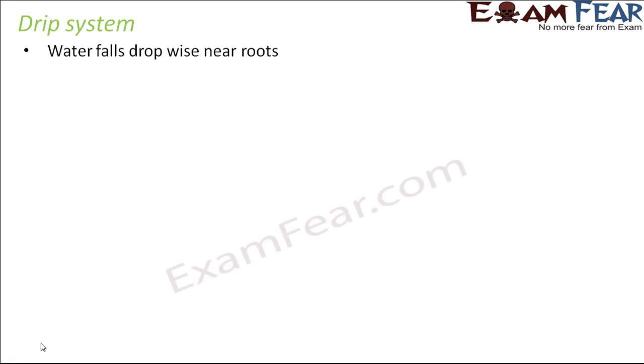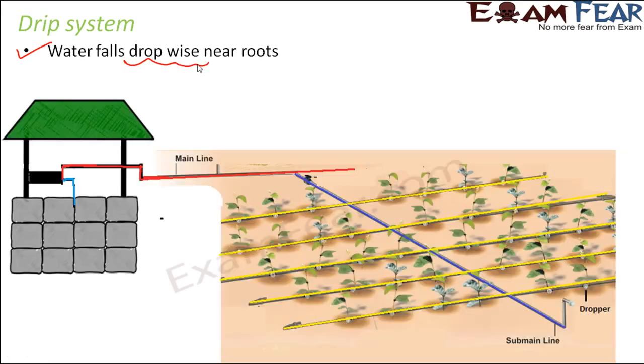Now let us look at the second system, that is the drip system. Drip system, what happens? Instead of water sprinkling out, here drops of water will be provided near the roots. Just at the roots, drop of water will be provided. So it is all the more trying to save more water. So drip system is more efficient for areas which completely have very limited water supply. So here water falls drop wise near the roots. That is why it is called drip system. Drip is related to drops.